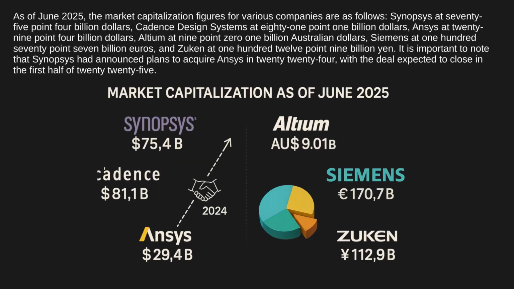As of June 2025, the market capitalization figures for various companies are as follows. Synopsys at $75.4 billion, Cadence Design Systems at $81.1 billion, Ansys at $29.4 billion, Altium at 9.01 billion Australian dollars, Siemens at 170.7 billion euros, and Zuken at 112.9 billion yen. It is important to note that Synopsys had announced plans to acquire Ansys in 2024, with the deal expected to close in the first half of 2025.